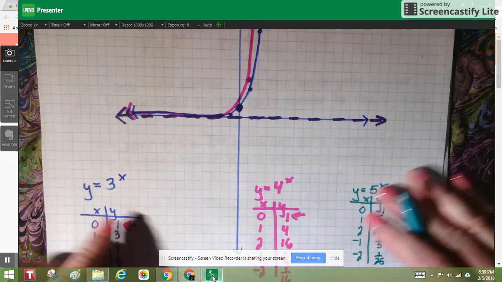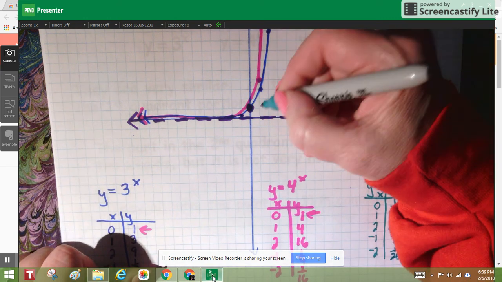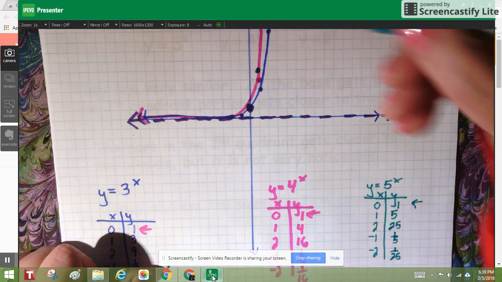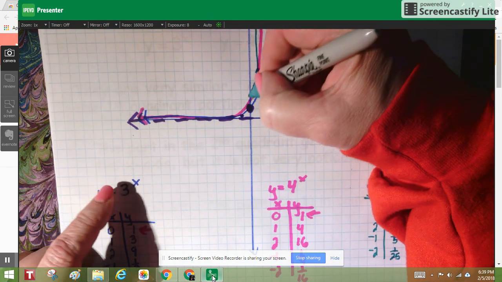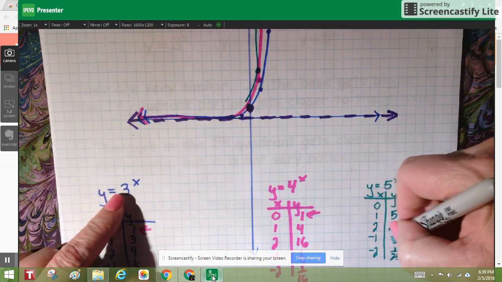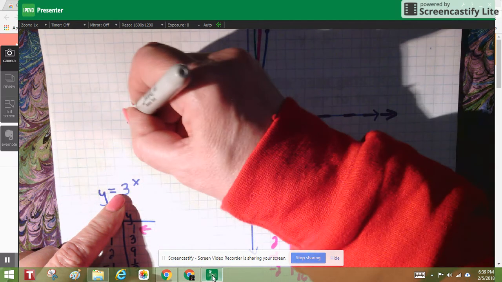All right, I'm going to share this point once again. 1, 5, 1, 2, 3, 4, 5, 2, 25. So now it's going to come like this. And again, negative 1, 1/5, negative 2, 1/25. It's going to come down. It's going to hug this asymptote.